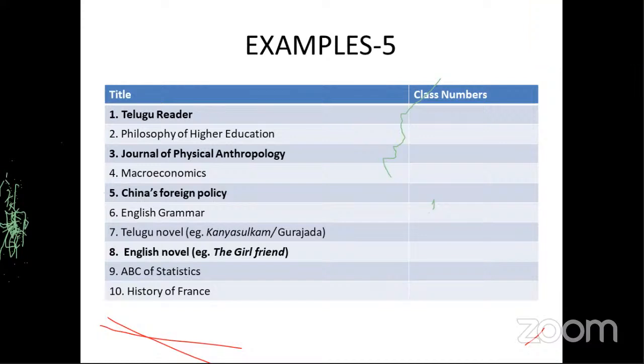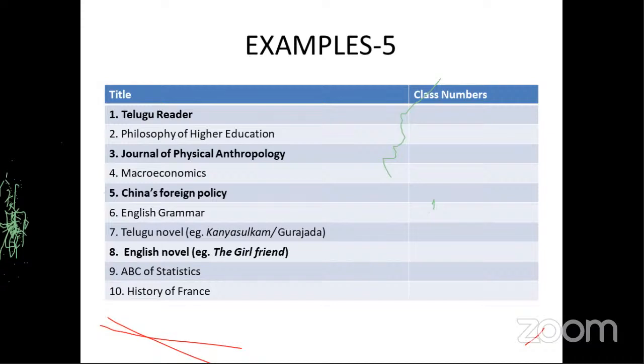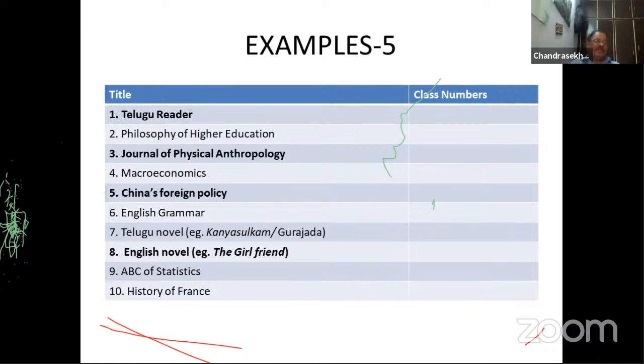History of France. 944. So 900 is history and geography. 940 is history of Europe, modern Europe. So 944 is history of France. French Revolution అన్నారు అనుకోండి, ఏం చేస్తాం? 944లో చూస్తే మీకు వెళ్ళి షెడ్యూల్స్ లో చూస్తే ఫ్రెంచ్ రెవల్యూషన్ పార్ట్ ఆఫ్ ది ఫ్రెంచ్ హిస్టరీ ఆఫ్ ది ఫ్రాన్స్. సో అక్కడికి వెళ్ళి వెతికితే మీకు అక్కడ ఫ్రెంచ్ రెవల్యూషన్ నెంబర్ జరుగుతుంది.